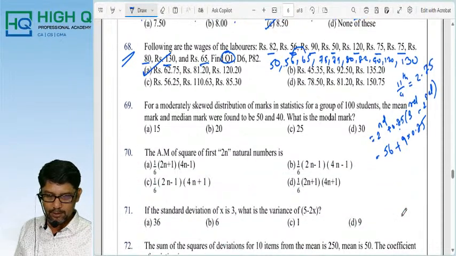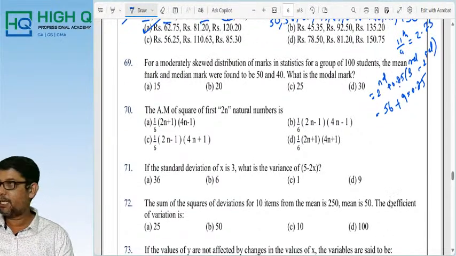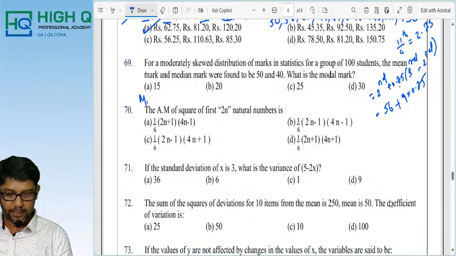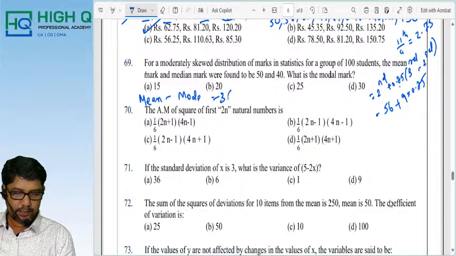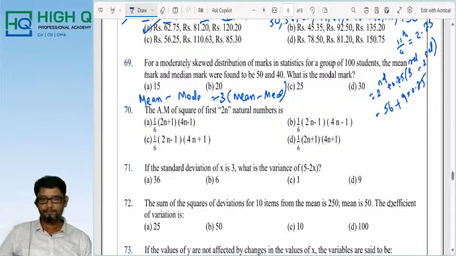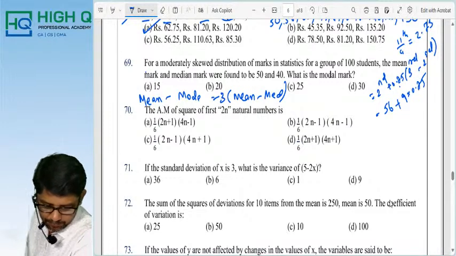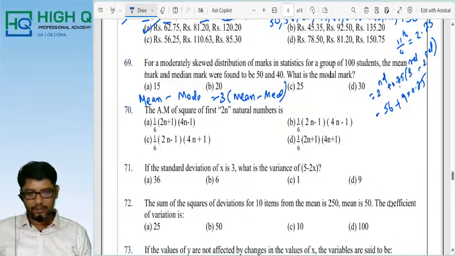Right. Now I think this type of question they are asking every time nowadays. For a moderately skewed distribution, what is it? Mean minus mode is equal to 3 times mean minus median. Can you please get the answer, my dear? My dear children, can you please get the answer? $15? No.